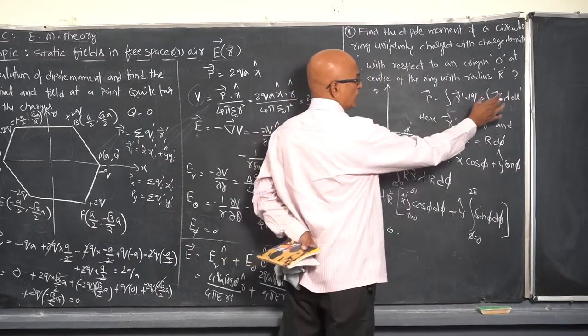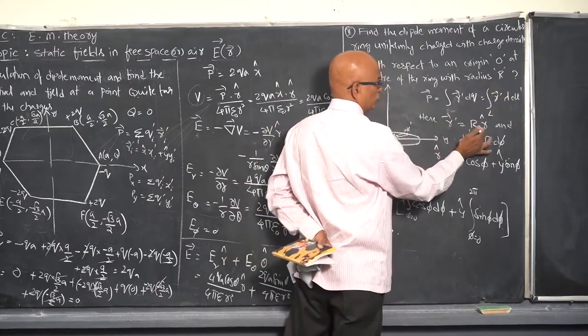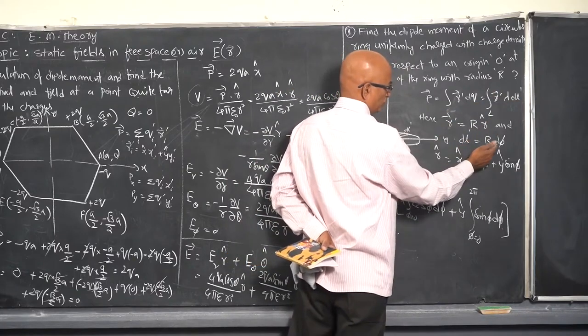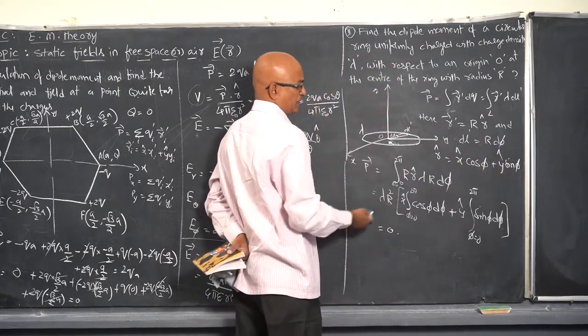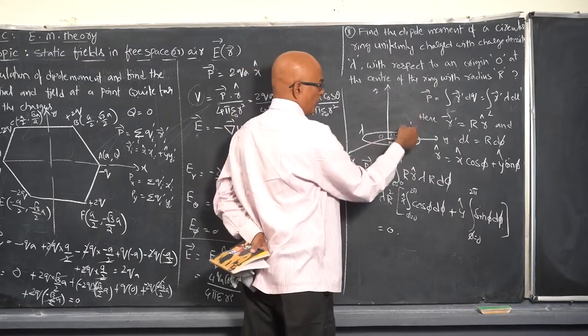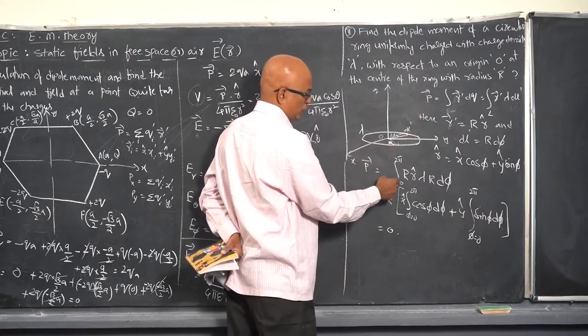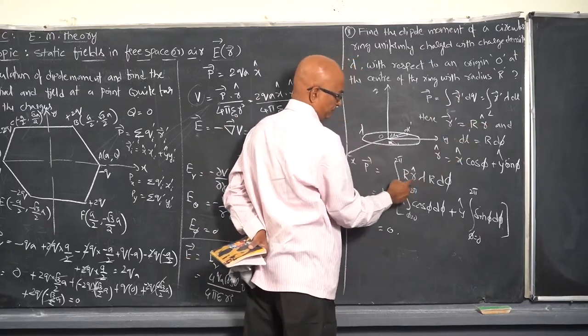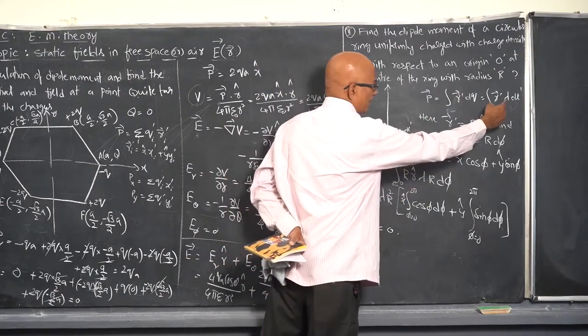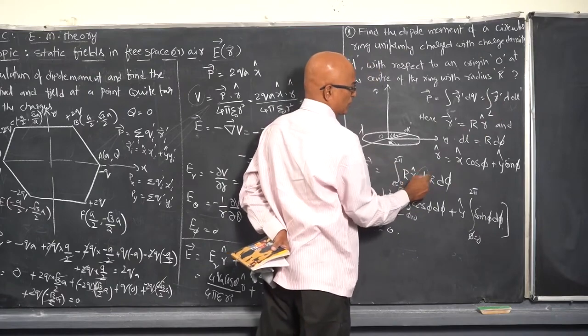So now all these values are known. R prime is known to you, dl prime is known to you, and r cap value is given in terms of x cap, y cap. Substituting here, P, the dipole moment of the ring, is the integral from phi 0 to 2 pi. In place of r prime, I have written R into r cap, and lambda as it is, because it is a uniform constant.